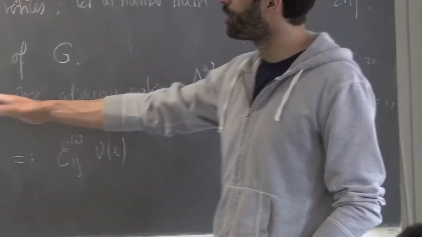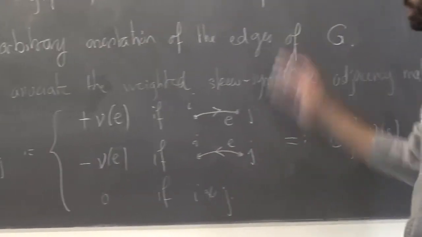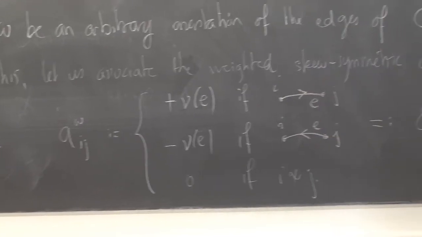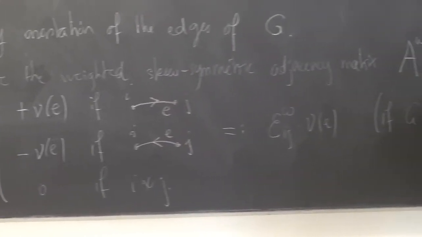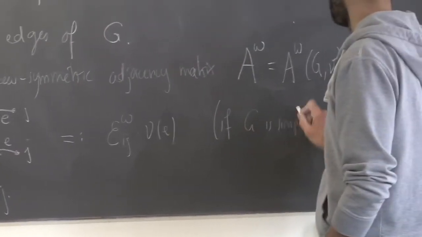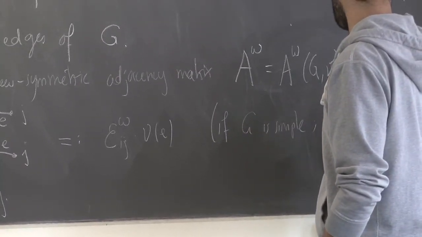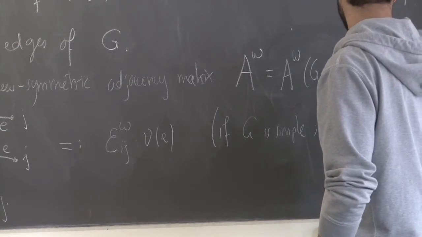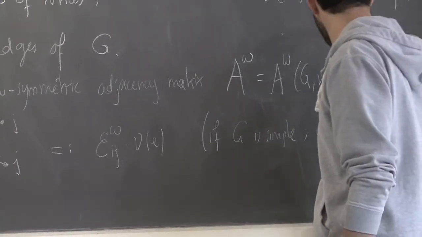And okay, so this is if the graph is simple. If the graph is not simple, you just sum over all edges, okay, with the same things. So this is if G is simple, else sum over edges. So I'm not going to do this, but it works completely fine in the complete general case.